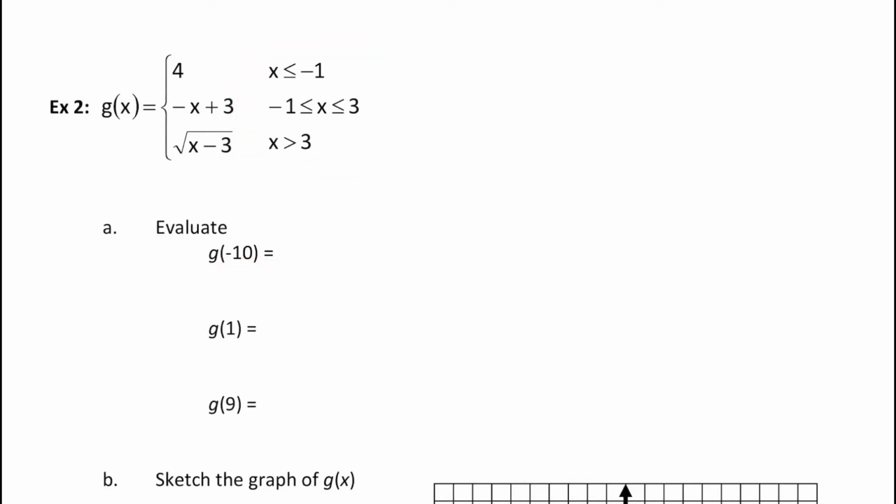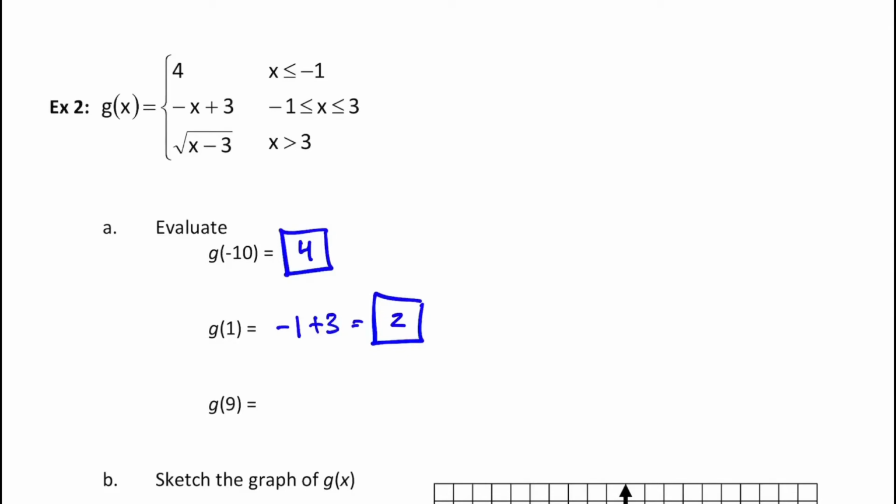So -10, again, should be pretty obvious, is less than or equal to -1. So that's going to be 4. It's a constant function, no work to show. So next, where is 1 in these intervals? Well, 1 is not less than or equal to -1. Is 1 between -1 and 3? Yes. So I'm going to use this piece right here. Negative x plus 3. So that's going to be -1 plus 3. So obviously that's going to give me 2.